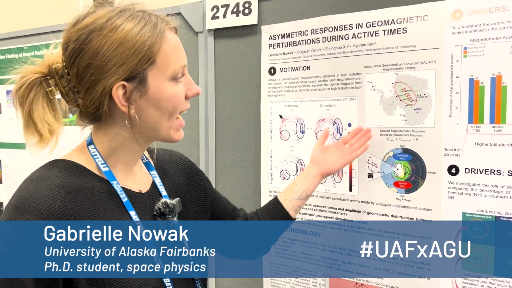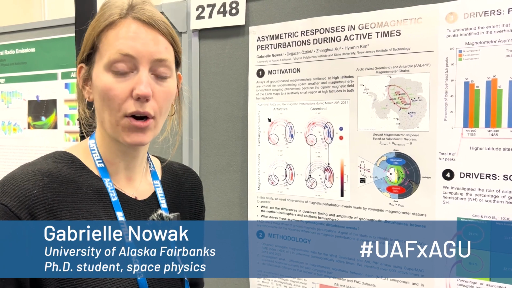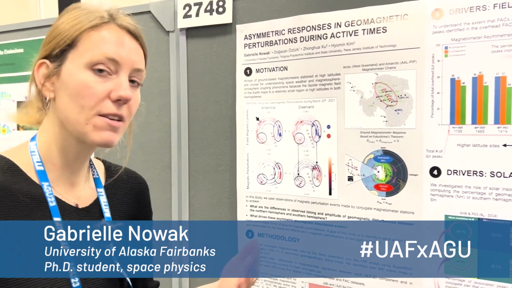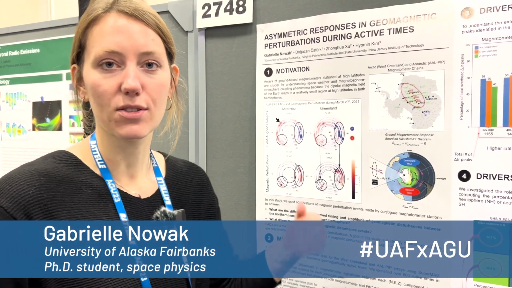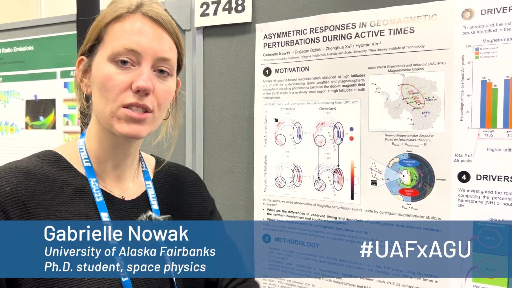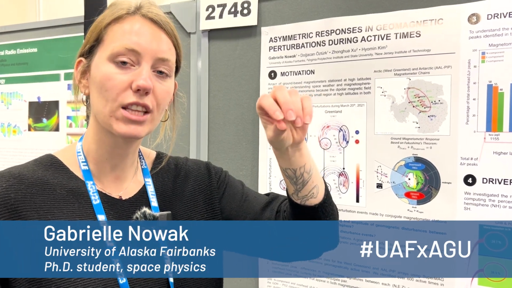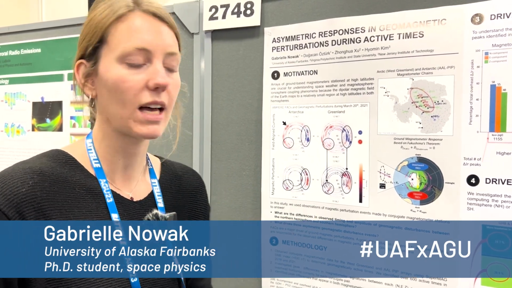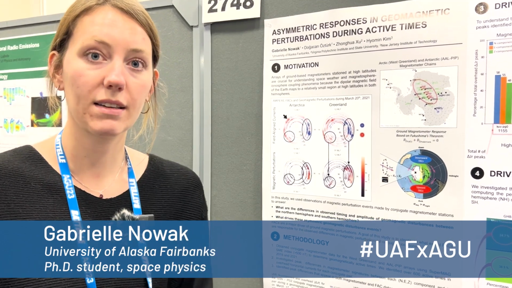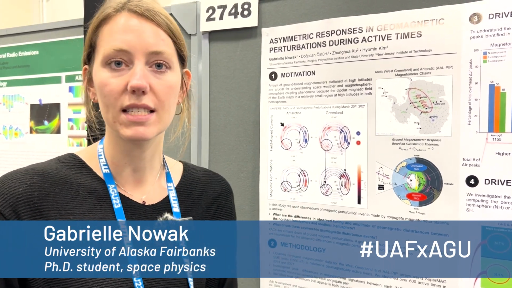So we're looking at the responses from conjugate magnetometer chains in Antarctica and West Greenland. Specifically, we're interested in when these responses are different, because typically we would expect them to be very similar because they're conjugate locations, meaning that these magnetometers are at the foot points of the same magnetic field line. And so what we're interested in investigating is when these responses are different and what drives these differences.